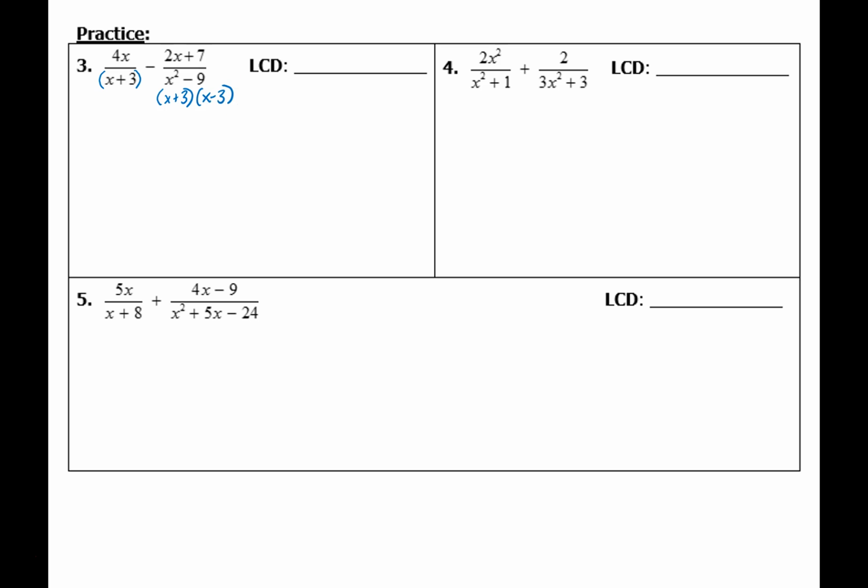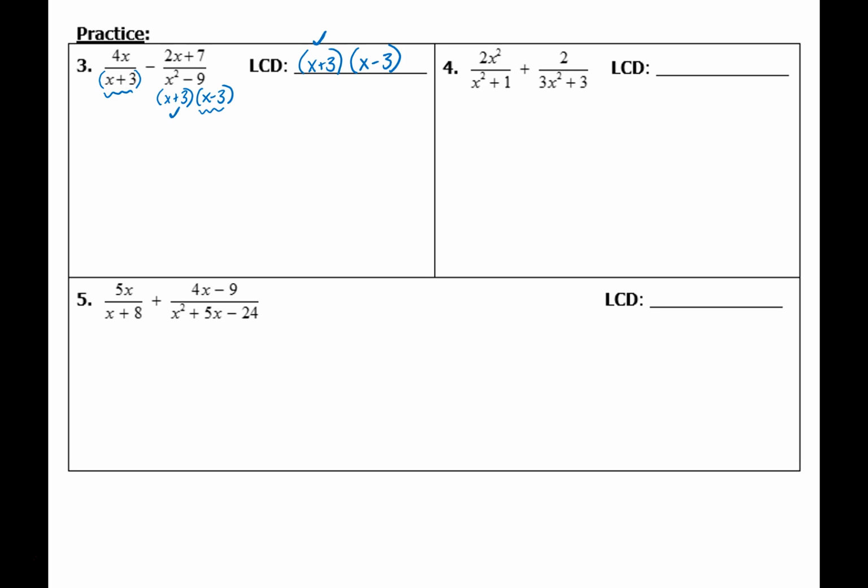So now I'm looking for my LCD. If I look on the left, I have to have an x plus 3 in my common denominator because it's here. When I look at the denominator on the right, there's an x plus 3, but I've already got this x plus 3, so I don't need to write it again. It's already a part of my common denominator. However, I don't have in my LCD this x minus 3, so I need to include that x minus 3 in my common denominator here.